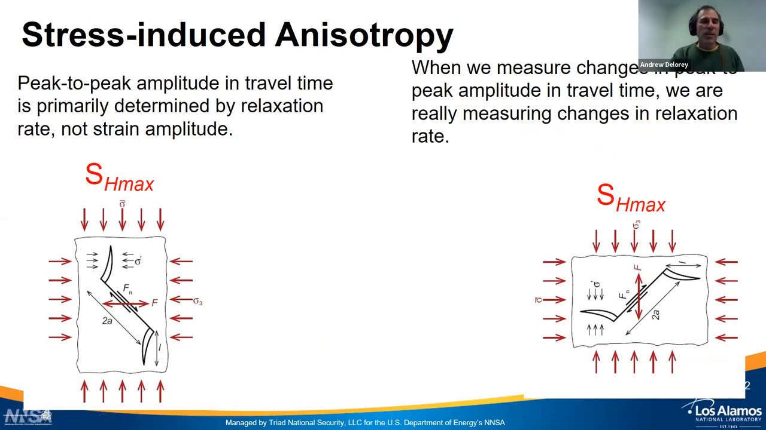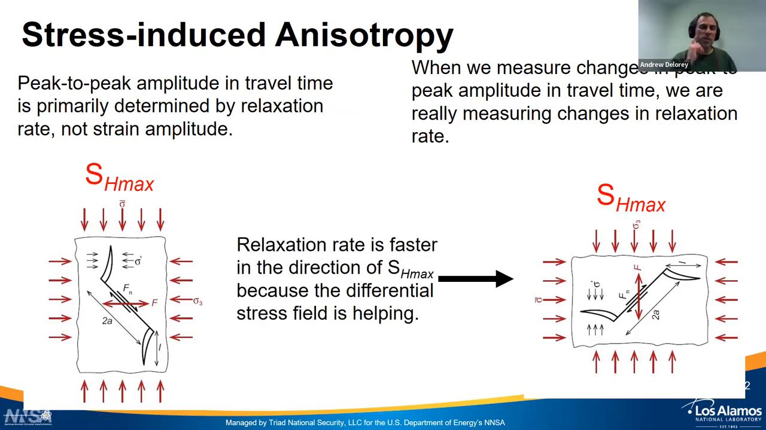And so we have the peak-to-peak amplitude, and the travel time is primarily determined by the relaxation rate, not the strain amplitude. And when we measure changes in peak-to-peak amplitude and travel time, we are really measuring changes in relaxation rate. And so the relaxation rate is faster in the direction of SH max because the differential stress field is helping, not hindering, the relaxation process.